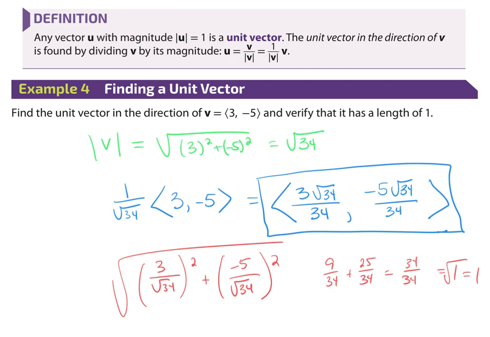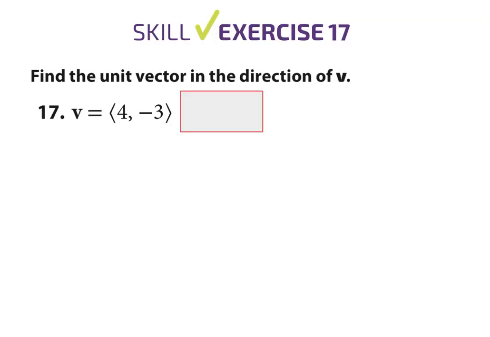Okay. So if they want unit vector, you're going to find the magnitude. You're going to divide your original vector by its own magnitude, and that is its unit vector. You can check it by making sure the magnitude of the vector that you came up with was 1, because your unit vector should have a magnitude of 1. All right.